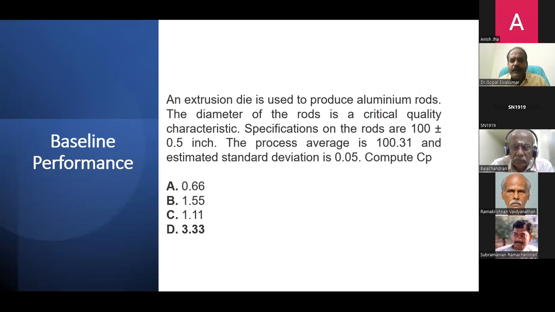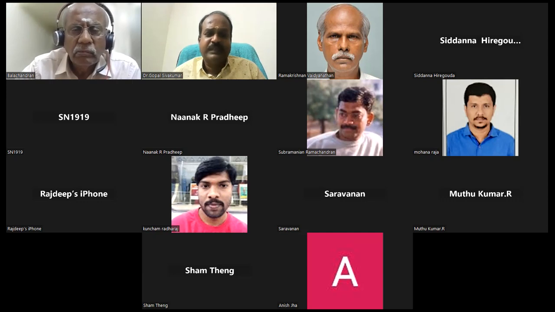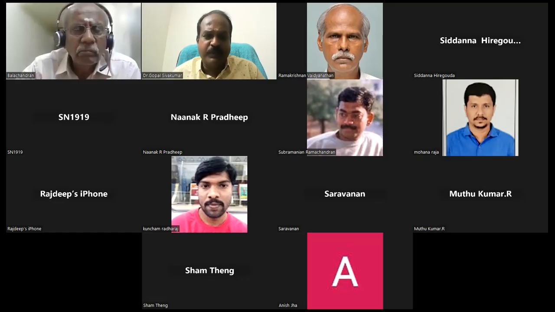Excel version 5. CP, CPK. I agree. 99.5, 100.5. Very good. I will open that so that, can you all see my sigma level calculator version 5 right now?